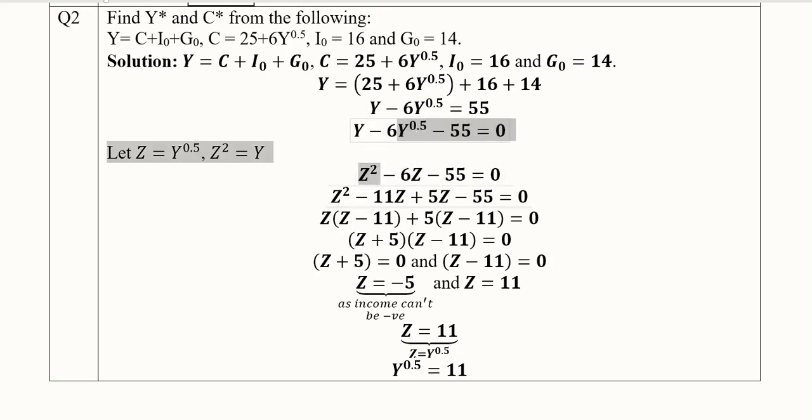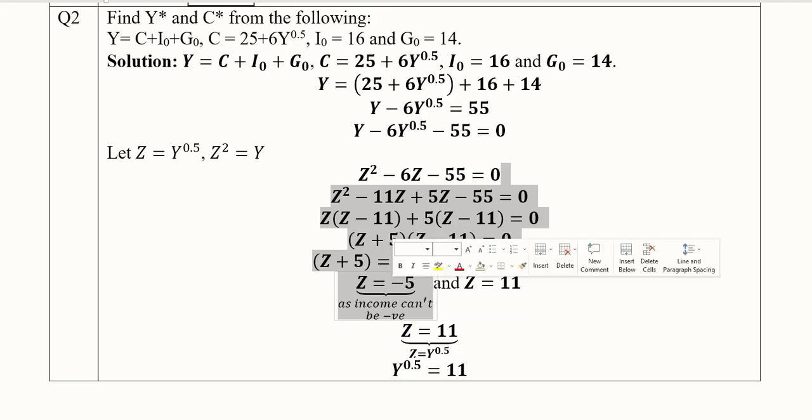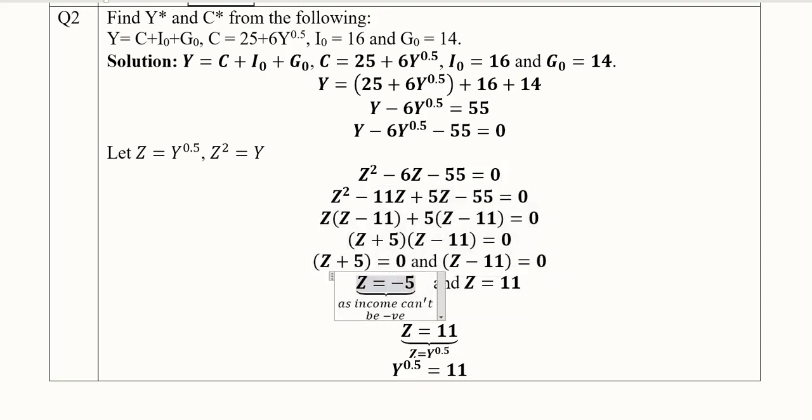can solve this equation. And here we can see simple factorization is done. You can pause the video and try to understand this basic step. And then we have two values of z. One is a positive value, the other is a negative value. Negative value, as we know, for national income will be meaningless. This is why we drop that value and we consider the positive value of z.